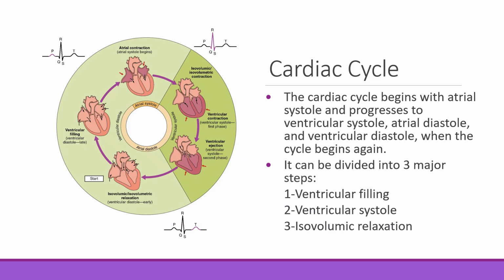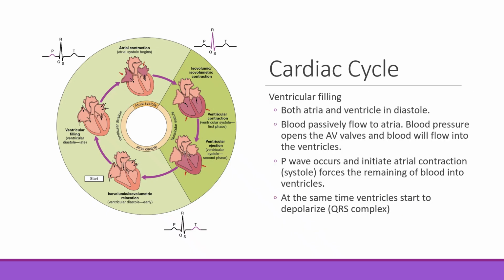So taking a look at this cardiac cycle, the cardiac cycle begins with atrial systole and progresses to ventricular systole, atrial diastole, ventricular diastole. And when ventricular diastole is done and we're ready to start with another atrial systole, that's one complete cardiac cycle. We can divide that into 3 major steps: ventricular filling, ventricular systole, and isovolumetric relaxation.